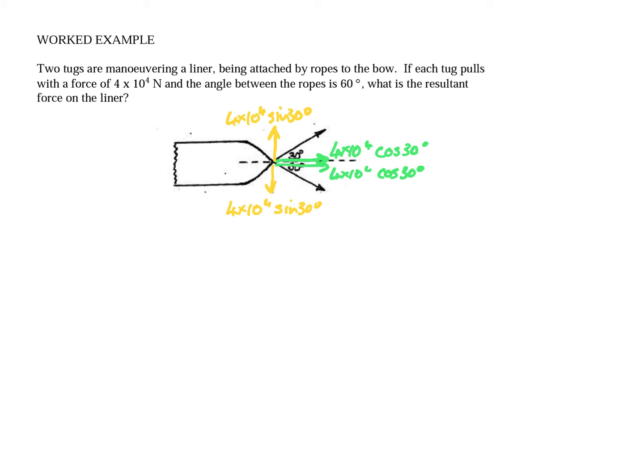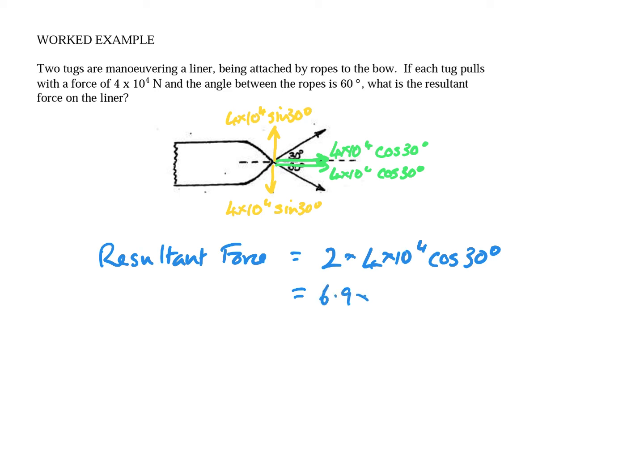So the resultant force using these components would be 2 times 4 times 10 to the 4 times cos 30. And if you calculate all that, you get 6.9 times 10 to the 4 newtons, and because it's a force we need to give it direction. We haven't defined up or down or north, east or south, anything like that. Right, so we'll put, sorry, not across, along the centre line.